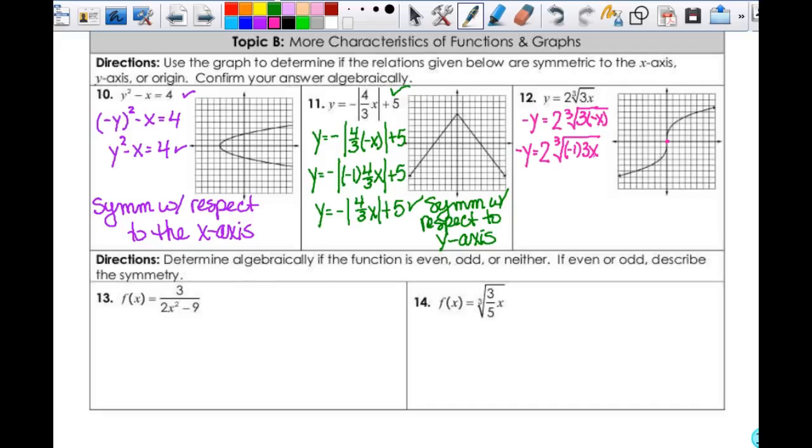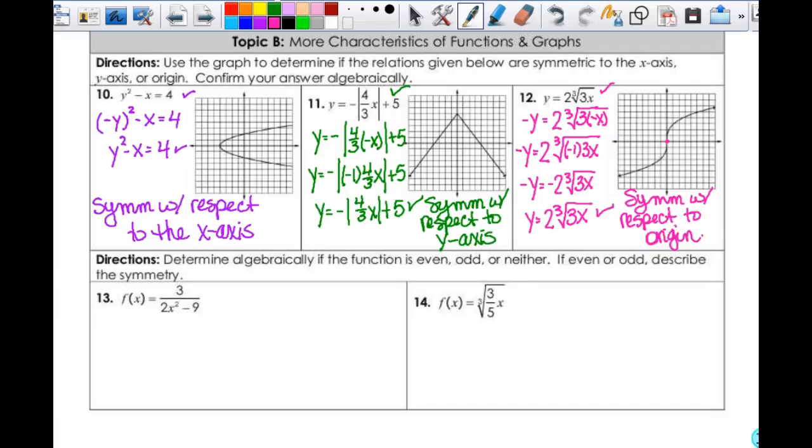I can't take the cube root of 3 or of x and get a whole number, but this cube root of negative 1 is negative 1. So I can take that out and get negative y equals negative 2 times the cube root of 3x, which means that y equals 2 times the cube root of 3x. And so since these two match, this is symmetric with respect to the origin.